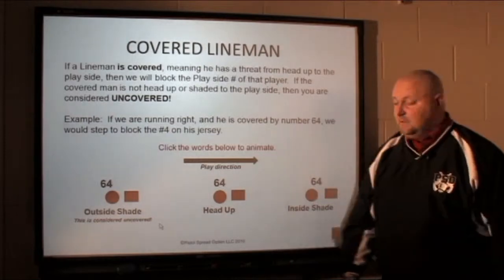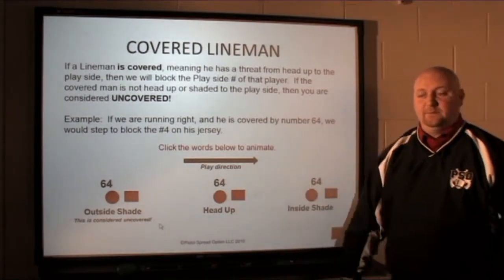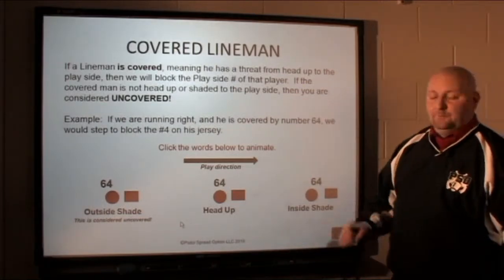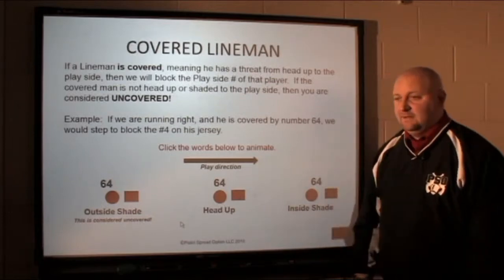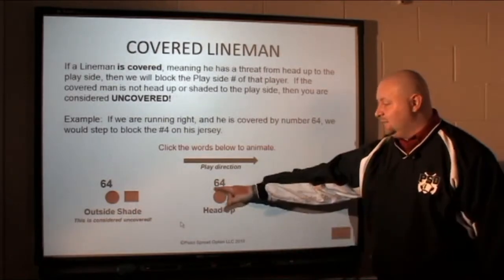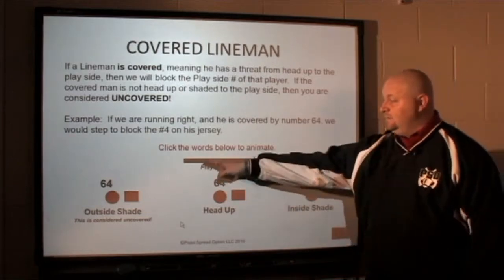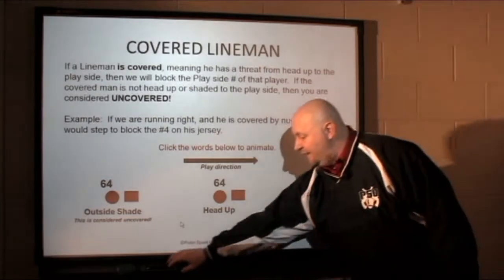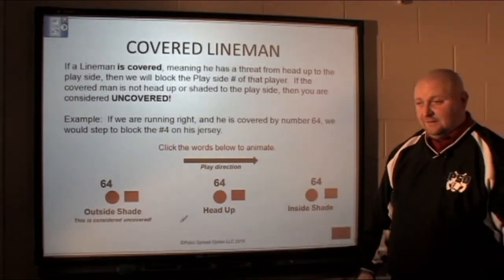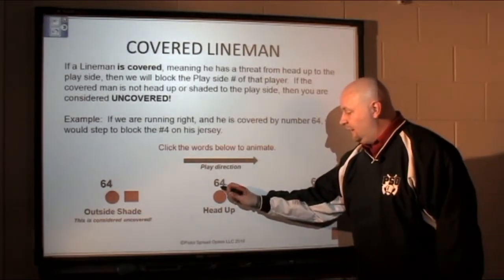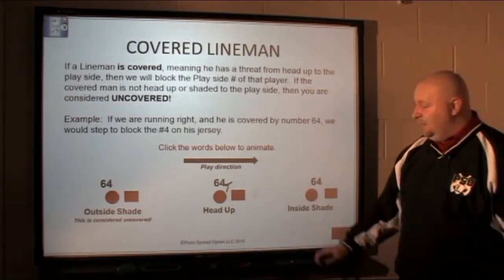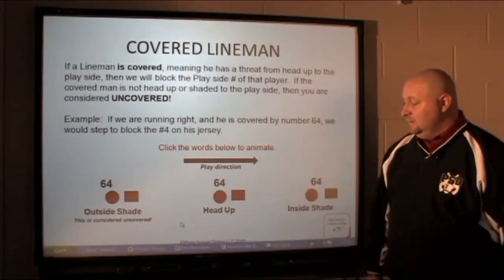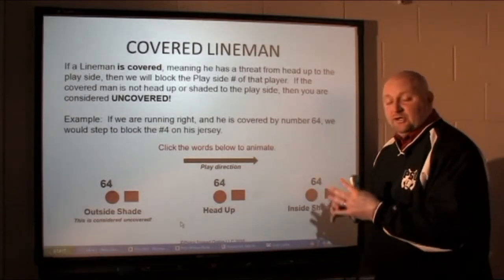So let's look at this middle example where we have a guard with a head-up defensive lineman. His job is to block the play side number of that defensive lineman. In this particular example, we are going to be blocking number 64. If we are running the play to the right, which it says on our arrow, his job is to block that defender's play side number. So if the play is to the right, he will be blocking that defender's number 4. That's a fancy way of saying we want you to block that defender, put your head in the hole.